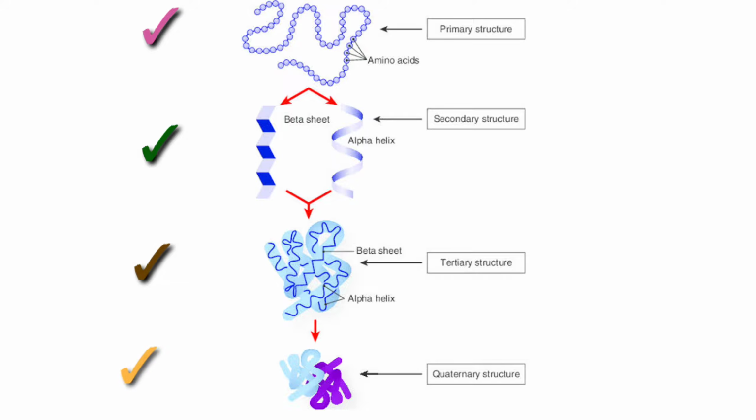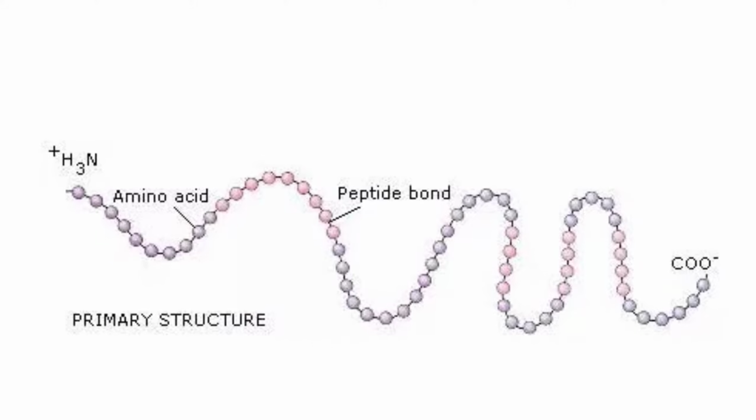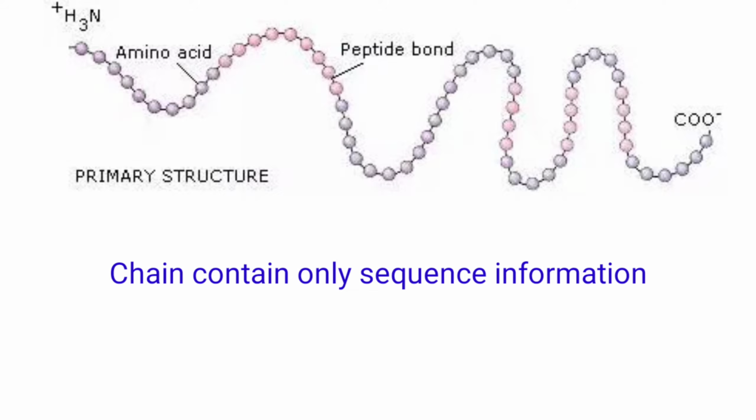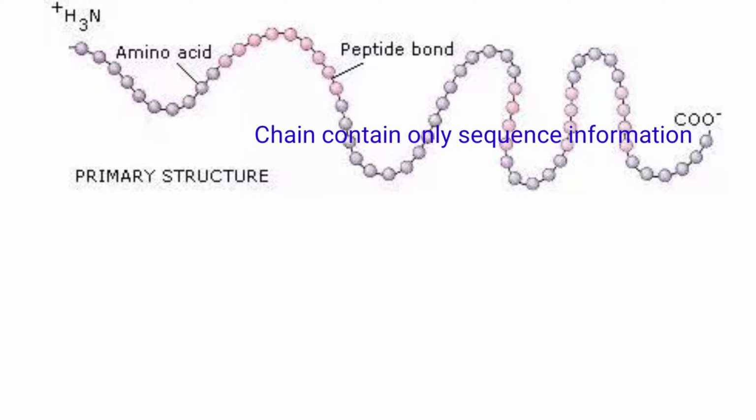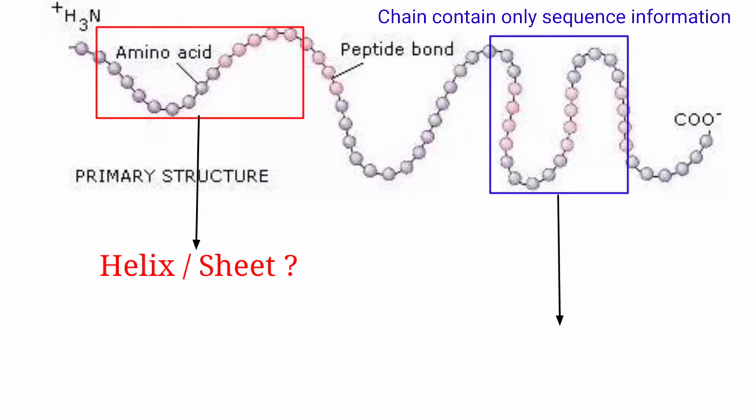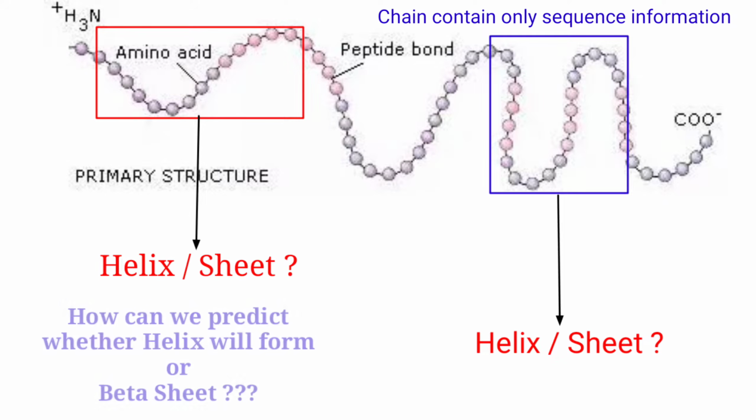But friends, the story does not end here. Actually, the story begins from this point. It is that the polypeptide chain is only a chain of amino acids, a sequence we have. How can we say or predict which portion of the polypeptide chain will produce alpha helix and which portion is likely to form beta sheet?